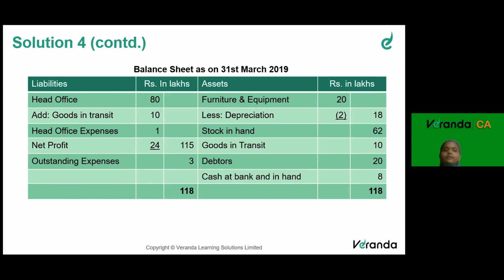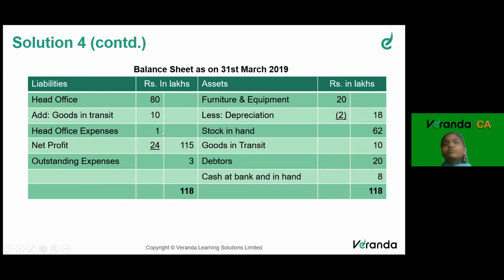One effect will be on the P&L and one on the balance sheet, or both effects will be on the balance sheet. So what is the entry that I put in for goods in transit? Goods in transit, which I'm about to get from head office, so that head office credit I need to add. This is one effect. The other effect will be on the asset side. Add it along with the stock in hand.